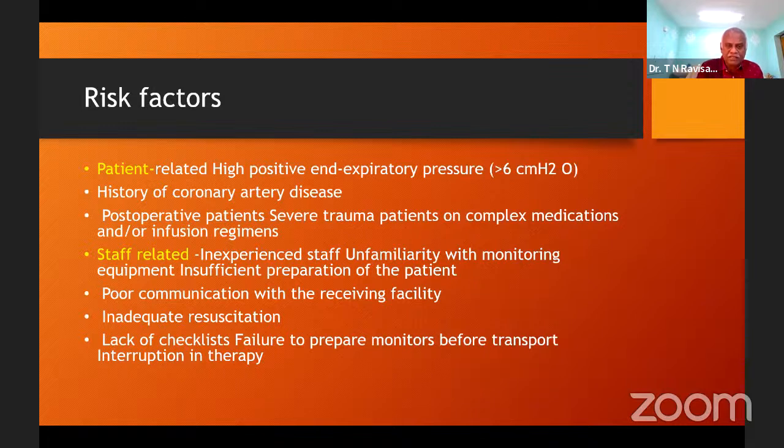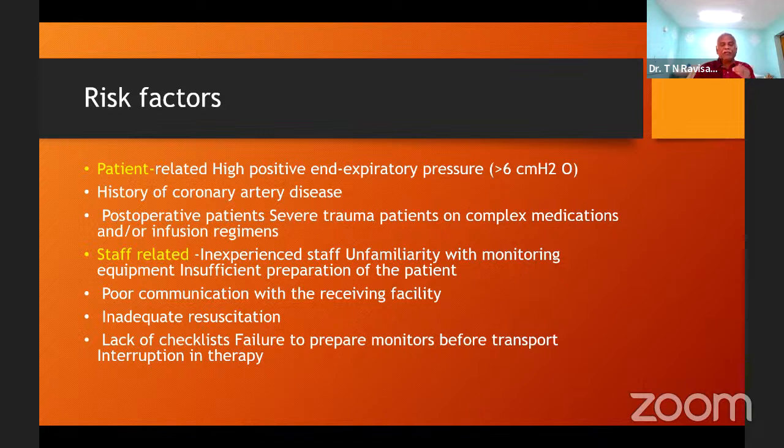The risk factors for the patient include high positive end expiratory pressure. If it is more than 6 millimeters of water, patients can have problems. Patients with coronary artery disease on transfer can still have problems. Post-operative patients, such as a severe trauma patient on complex medications and on infusion regimens, if they are not maintained properly within the ambulance, can also result in hypotension, arrhythmias, or whatever it is.